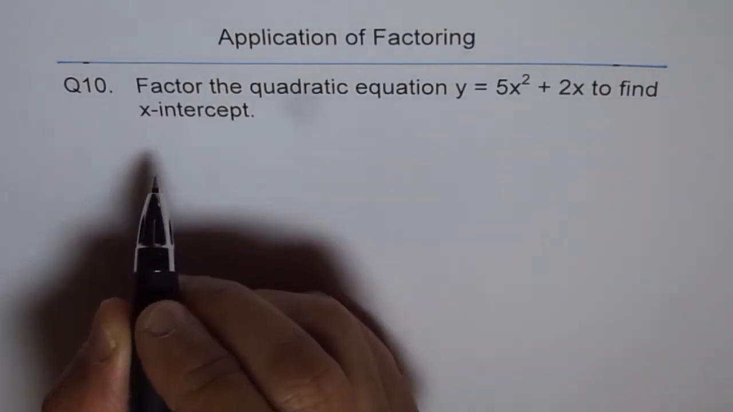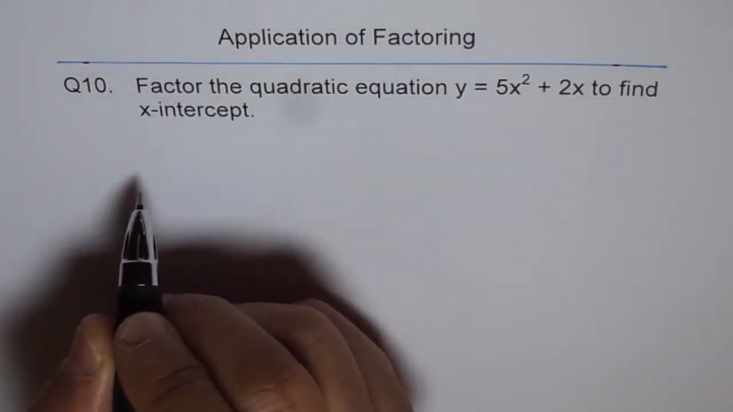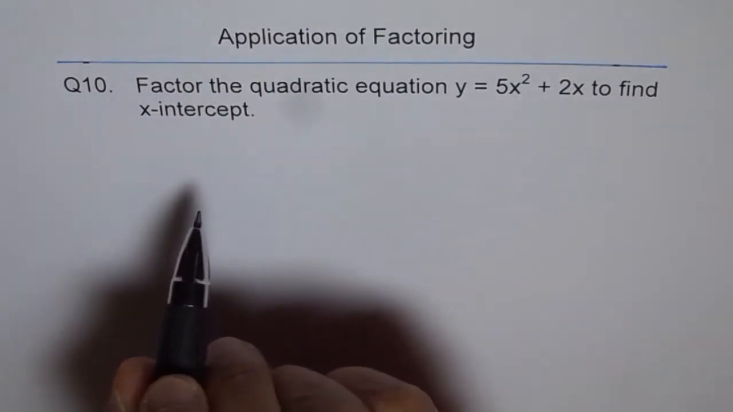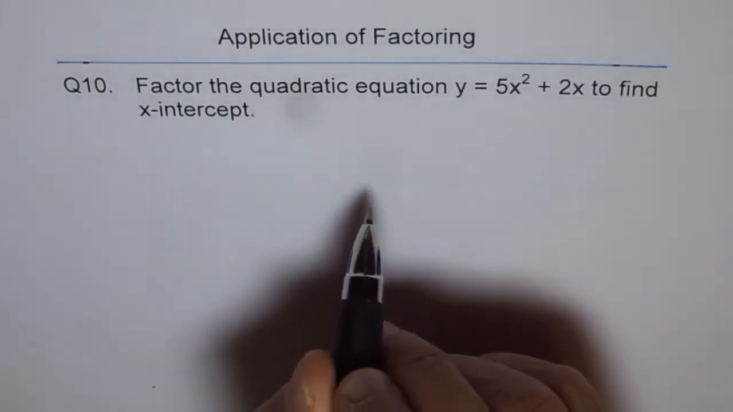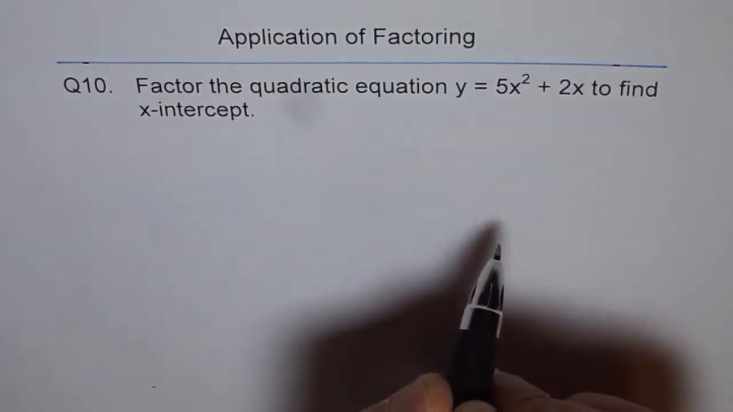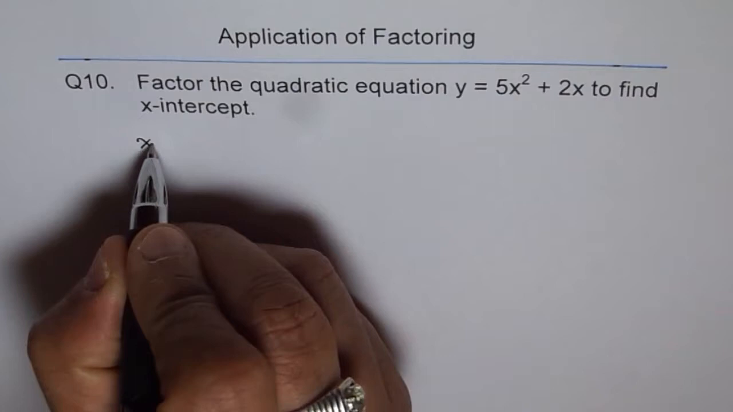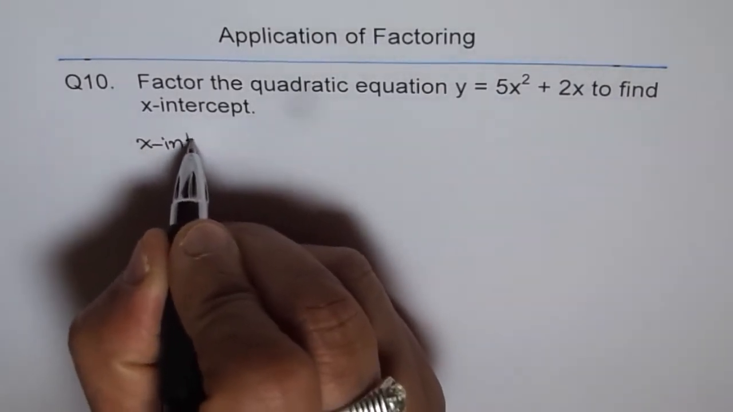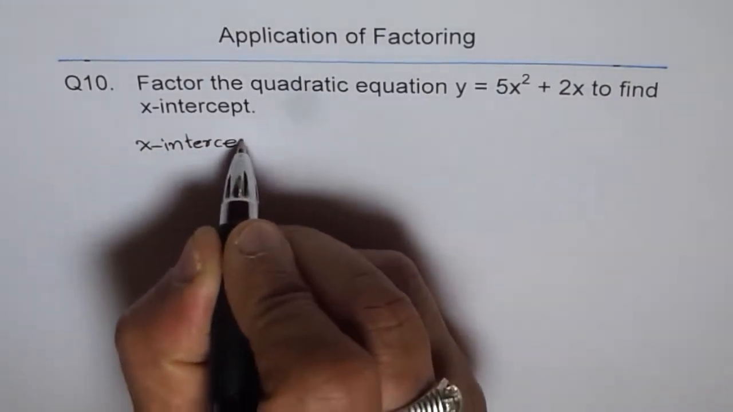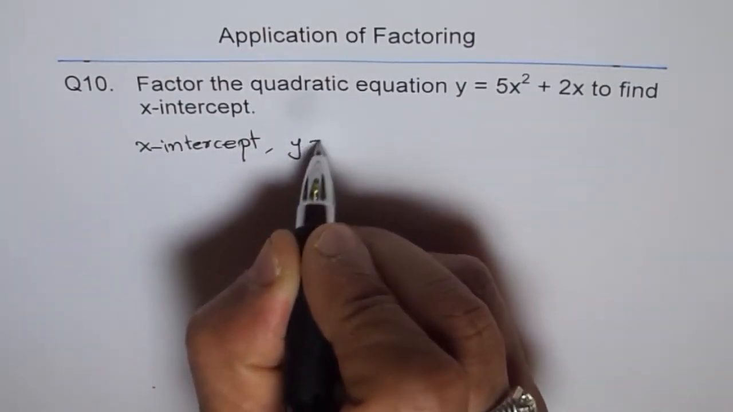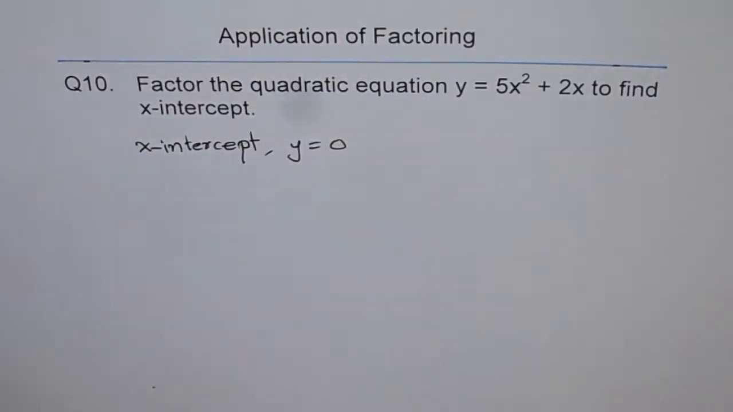An x-intercept is a point on the graph where the function crosses the x-axis, right? The graph of the function intercepts with the x-axis. That point is the x-intercept, okay? So at that point, what should be the value of y? At the x-intercept, y is always equal to 0, right?